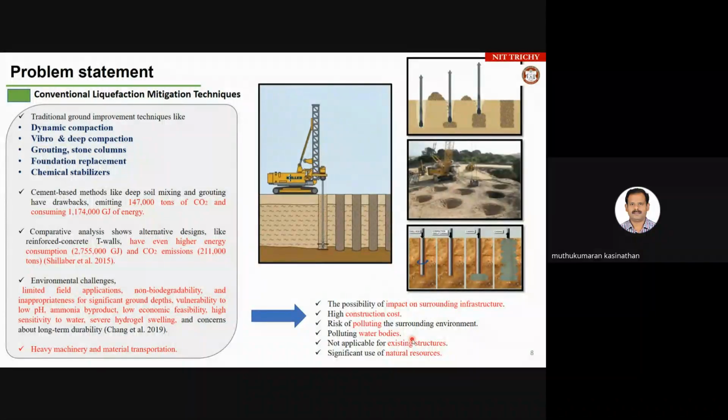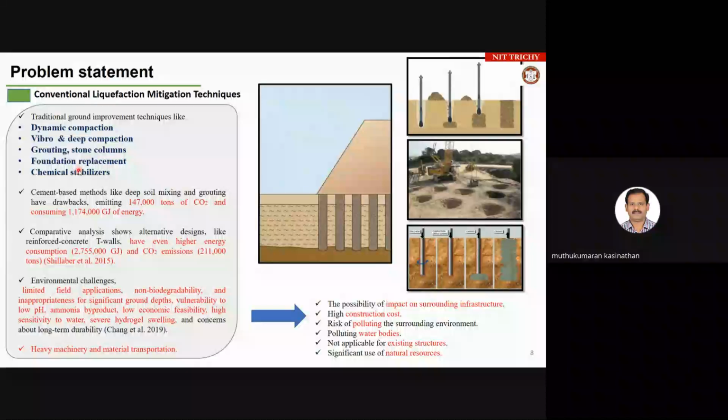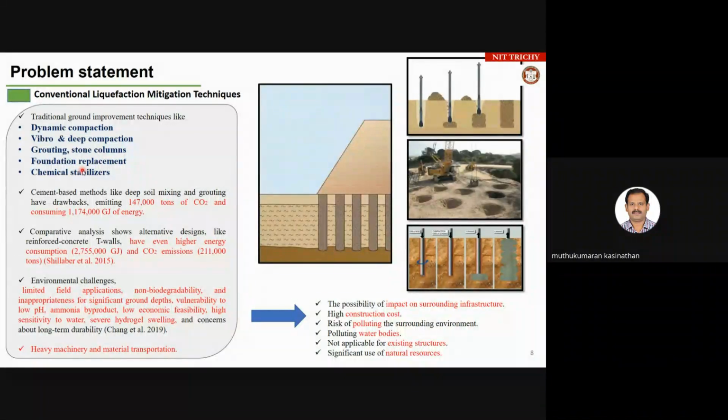As of now, we have several ground improvement techniques to mitigate the soil by using simple improvement techniques. These are some of the traditional methods we often use on site to improve the capacity of the soil: dynamic compaction, vibro deep compaction, grouting, stone column, foundation replacement, chemical stabilization. These are some of the existing methods we often practice in the field. But these existing methods have a lot of limitations.